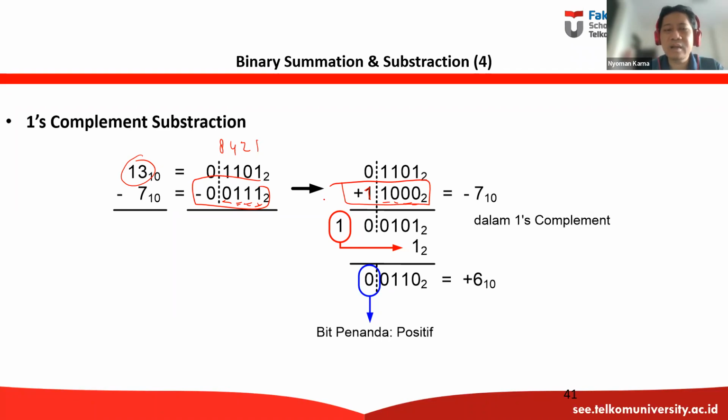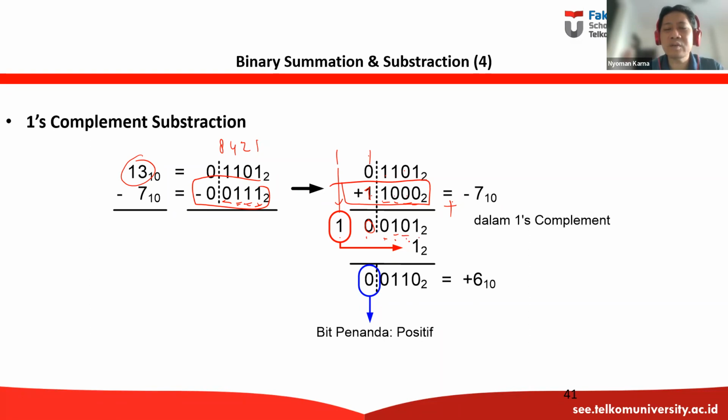And then after that, we're going to just add these two numbers. 1 plus 0 is 1, 0 plus 0 is 0, 1 plus 0 is 1, 1 plus 1 is 0 with 1 in here. And then 1 plus 1 is 0 with 1 in here. So the result is 1, 0, 0, 1, 0, 1.